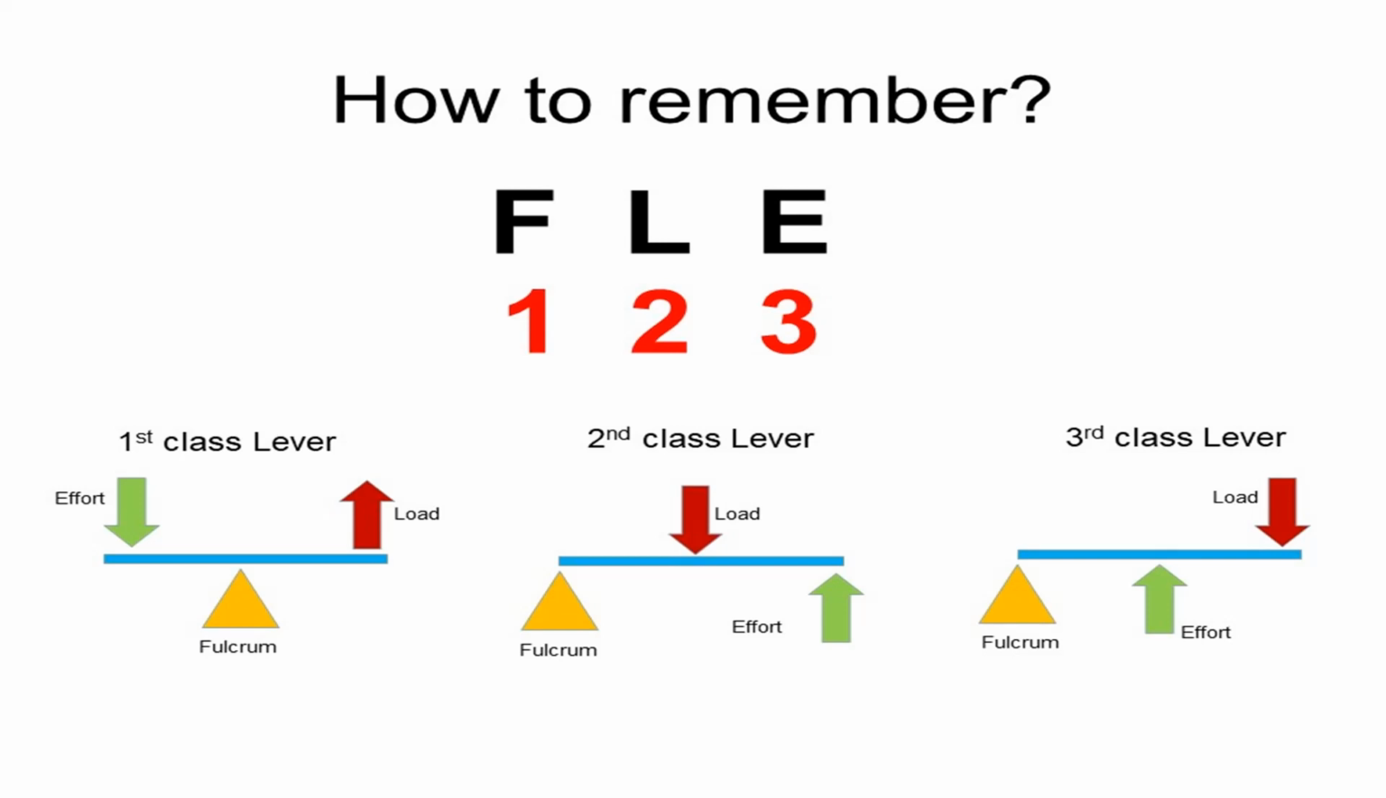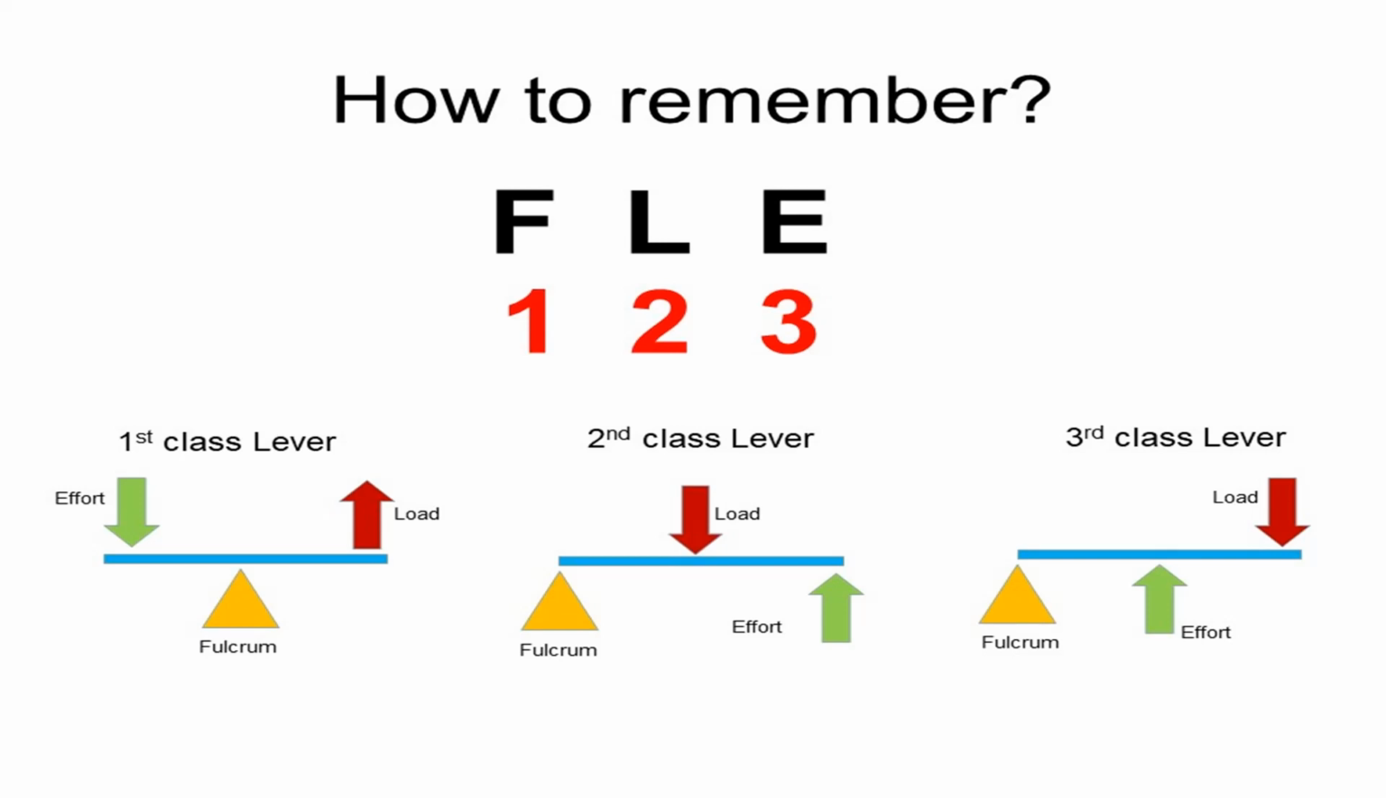Basically, F is first class, L is second class, and E is the third class. So how do we remember? F1: remember, in the center is the fulcrum. So it's first class, F is in the center. Second class, load is in the center.